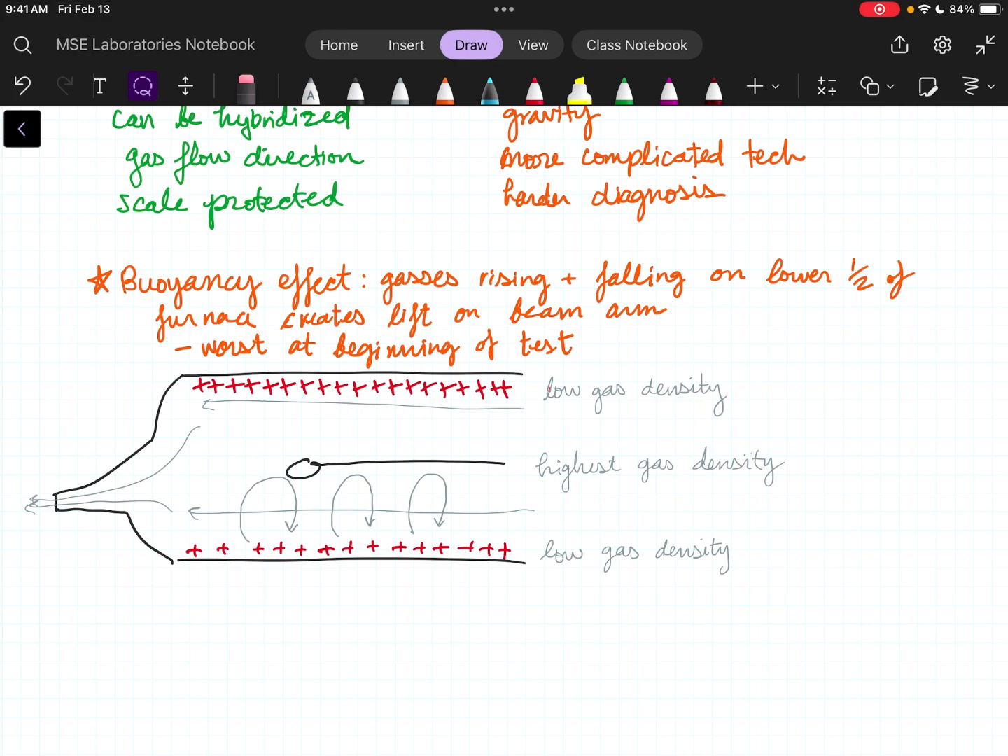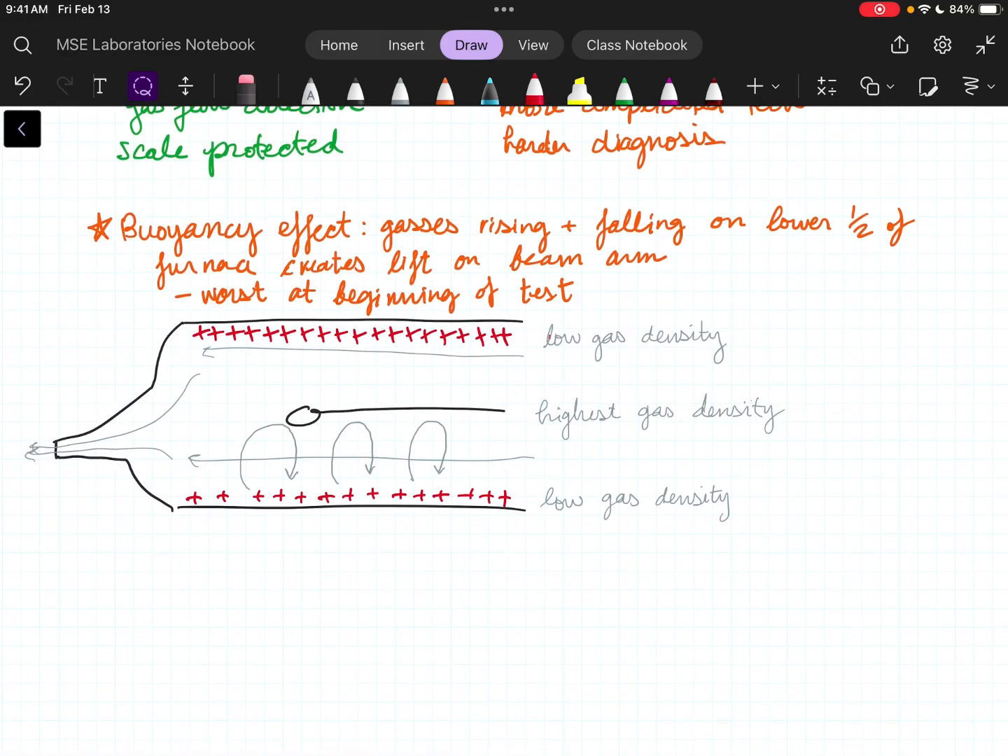Let me write out what the buoyancy effect is. Gases rising and falling on lower half of furnace creates lift on beam.